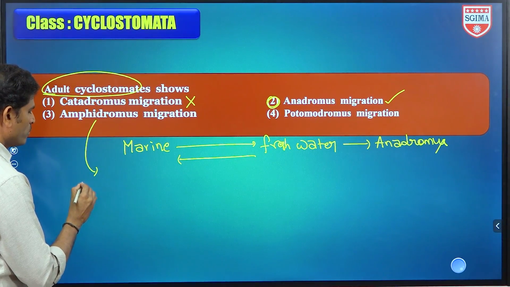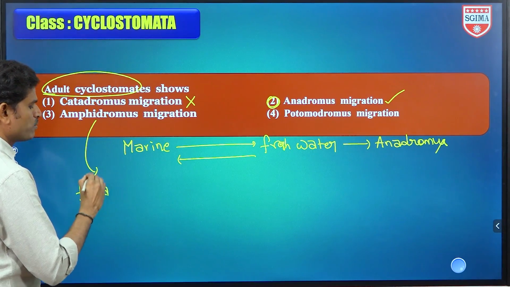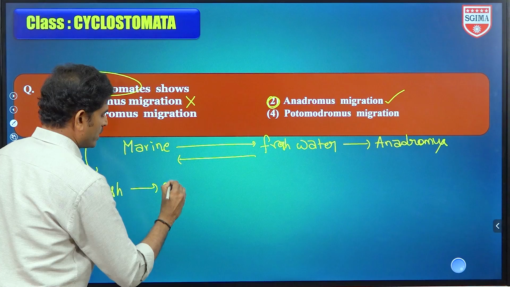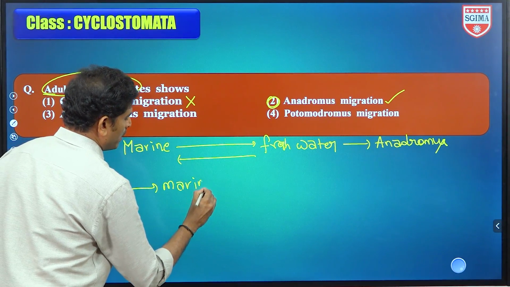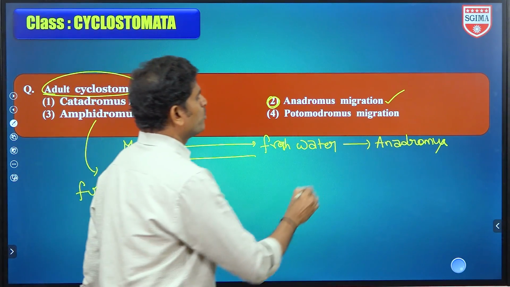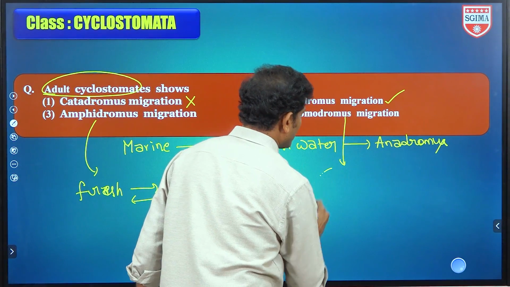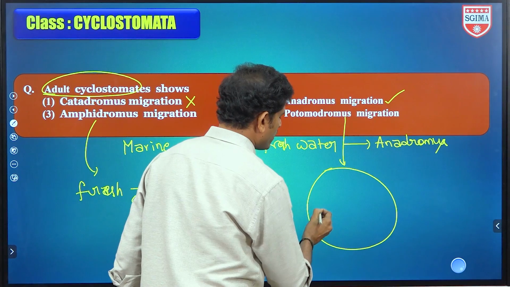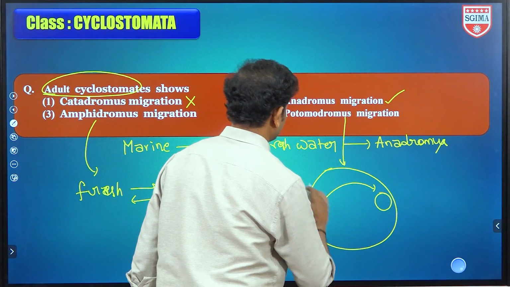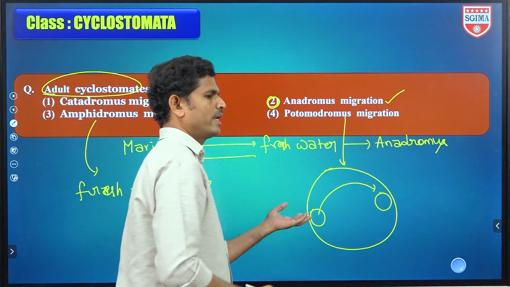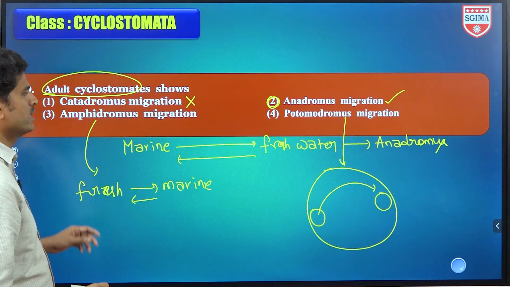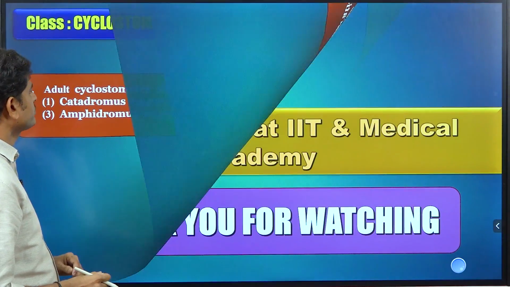Next one, amphidromous migration. Amphi means both: freshwater to marine water and marine water to freshwater. This is called amphidromous. Potamodromous means this is a large area of freshwater, and the organism living here travels from one place to another within it. That is potamodromous. Now the correct option is the second option.